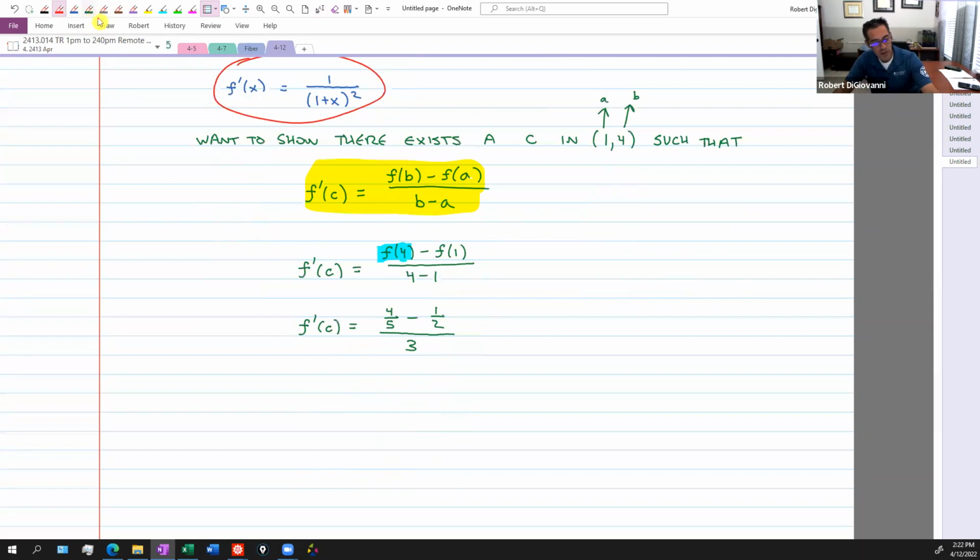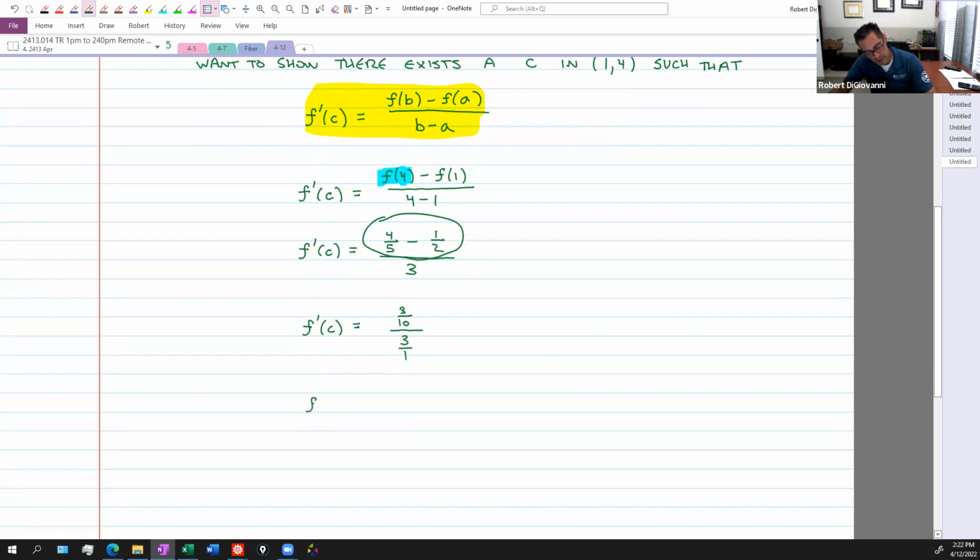Unfortunately, I have to combine those fractions together with a common denominator. So that should be 3/10, I believe, on top, and then all over 3. That's the same as 3/10 over 3/1, so you can multiply by the reciprocal. So you should have the derivative at some value c must be equal to 1/10.